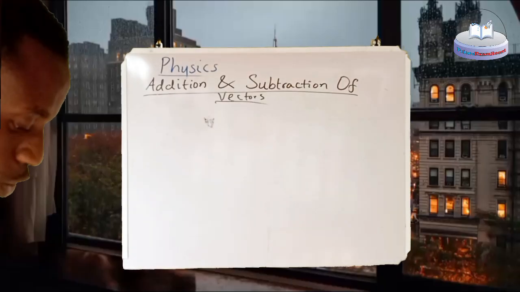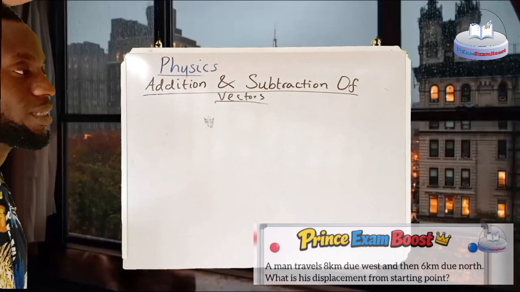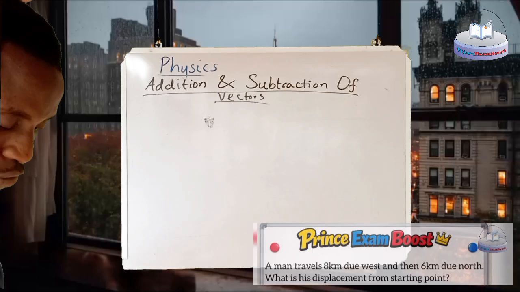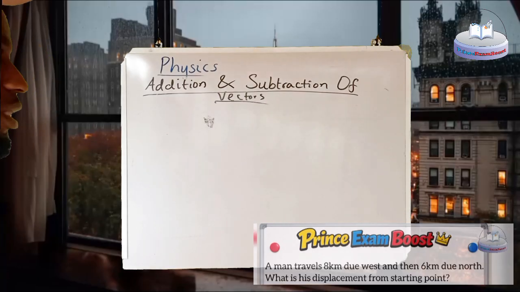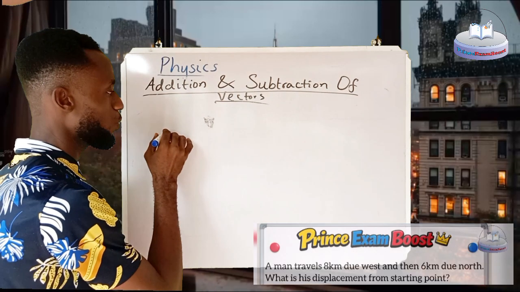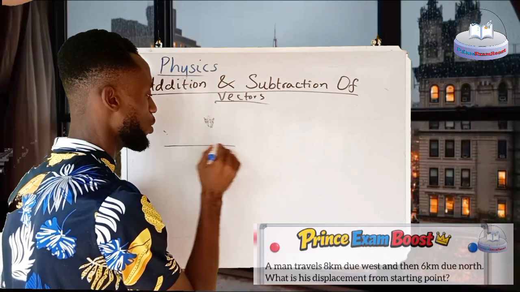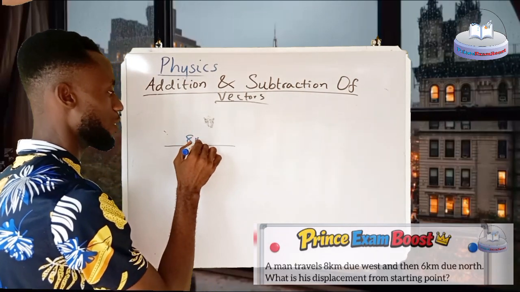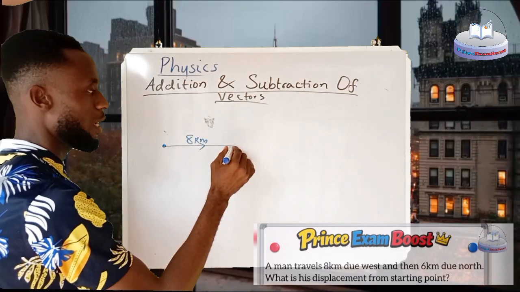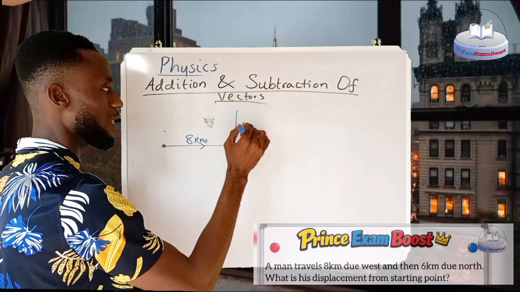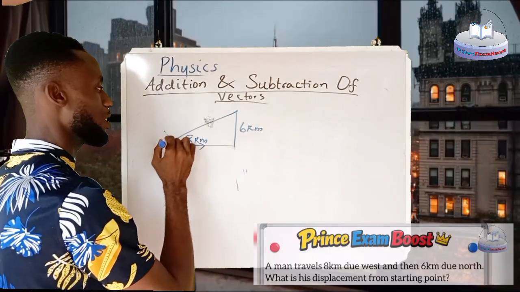So the man travels 8 kilometers due west and then 6 kilometers due north. How does that work? This is an easy case, sorry, this is still an easy case. So 8 kilometers to the west from this starting point, and then 6 kilometers due north. So this one is the easy case.